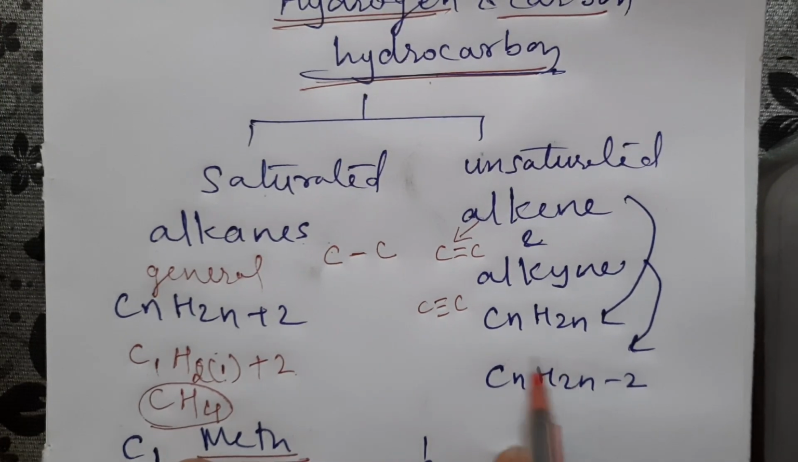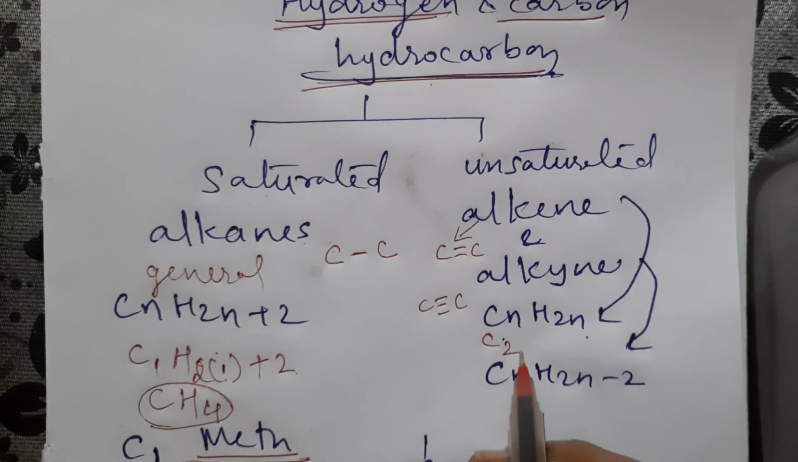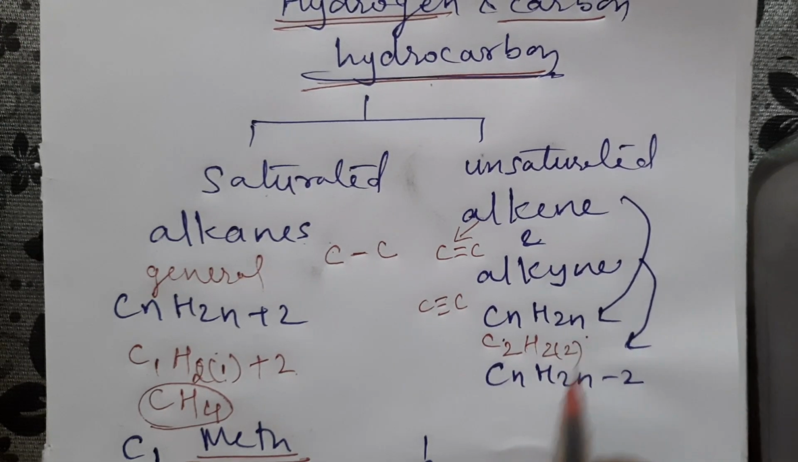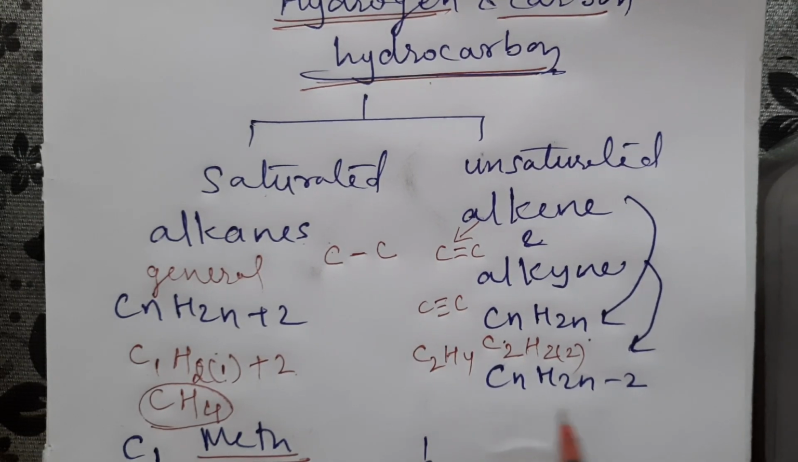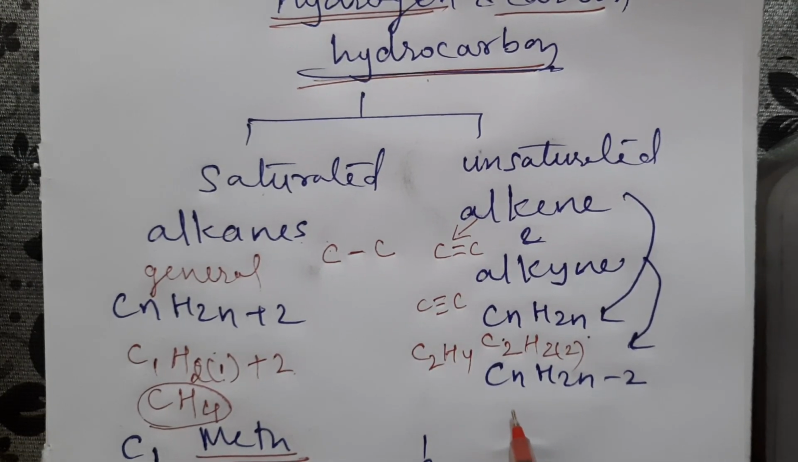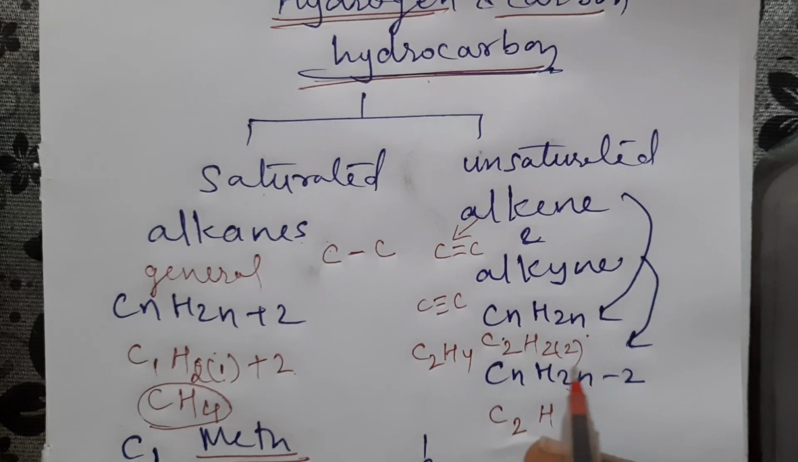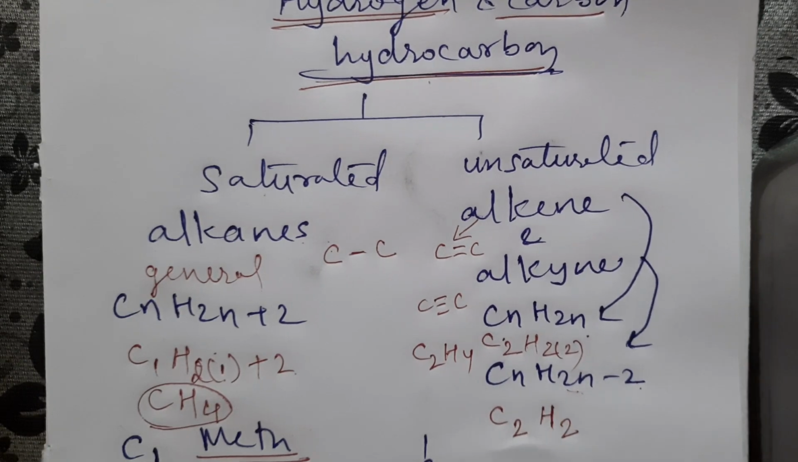Now for alkene, the general formula is CnH2n. If we replace n with 2, it's C2H, 2 2s are 4. So the formula will be C2H4. Now for alkyne derivative, if we replace n with 2, it will be C2H2, 2 2s are 4, 4 minus 2 is 2, C2H2.